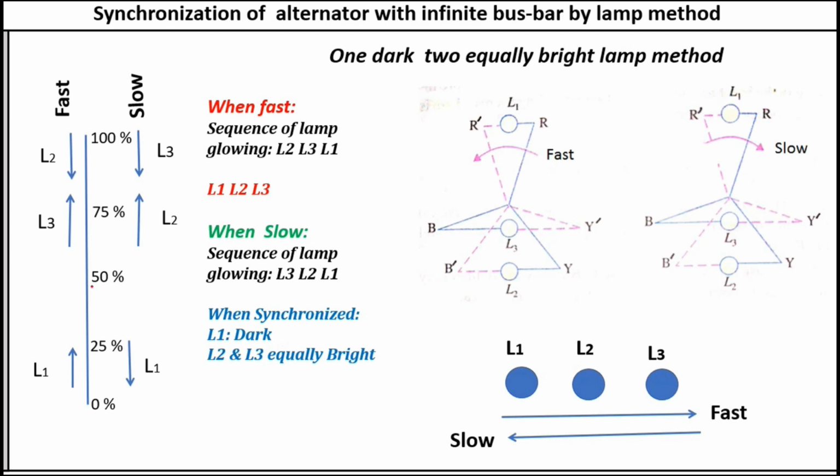So these are the conditions at which we can see the sequence of lamp glowing in this way: L2, L3, L1. And if such a condition occurs, we can synchronize our alternator.